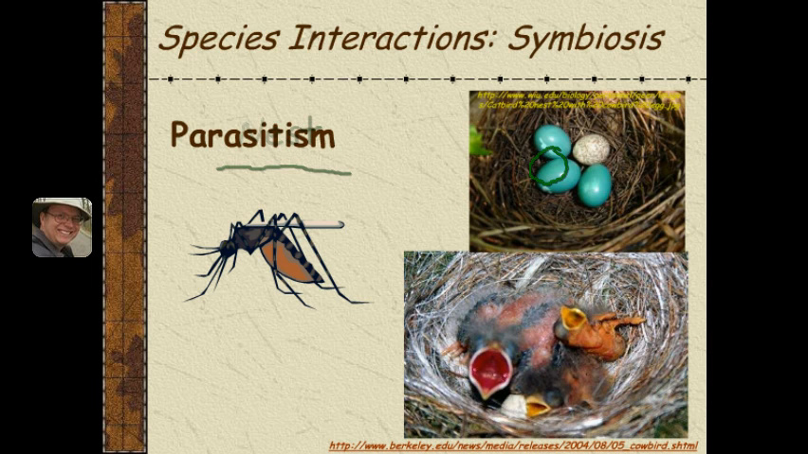So the male and female cowbird, they go out in the bushes and they do what they do. And then the female cowbird looks for a nest that has some eggs in it, and the female cowbird lays her egg in that nest. Now that egg develops very, very quickly, and oftentimes it will hatch before the other eggs do.